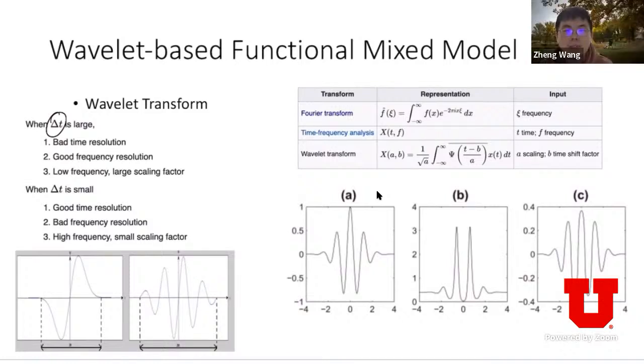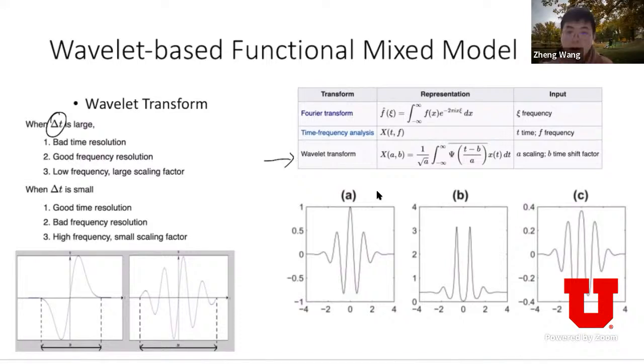B indicates the location in the time domain, and A actually indicates the resolution. So this is a natural way of performing multi-resolution learning.